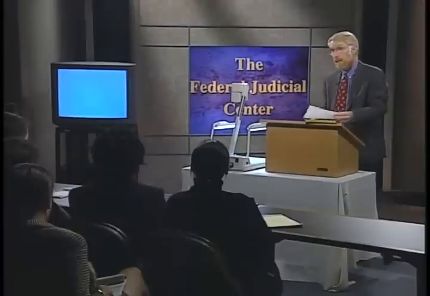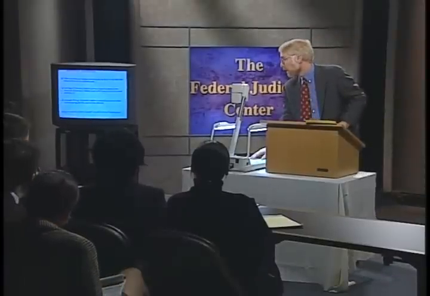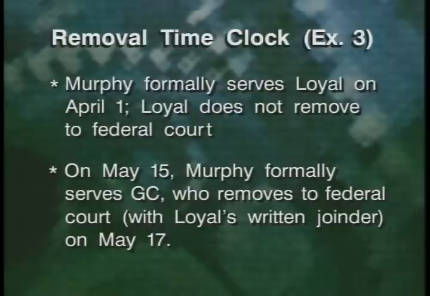Now, let's try this one on. The normal rule is it runs from when that first defendant is served, doesn't it? This time, Murphy formally serves Loyal on April 1st, and he doesn't remove. He's asleep at the removal switch. On May 15th, Murphy formally serves General Ceramics, who removes the action with Loyal's written joinder on May 17th. Murphy files an immediate motion to remand the action to state court, arguing the removal was untimely. Well, you know the issue.